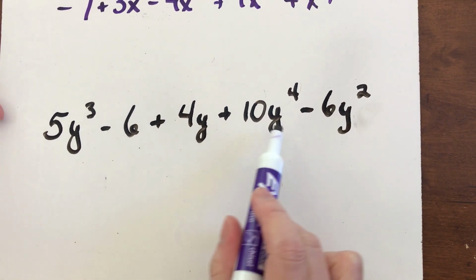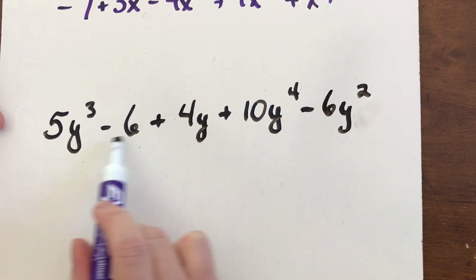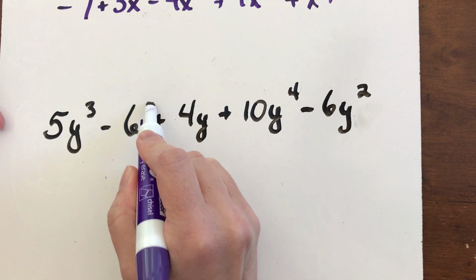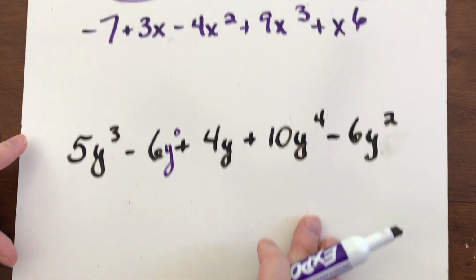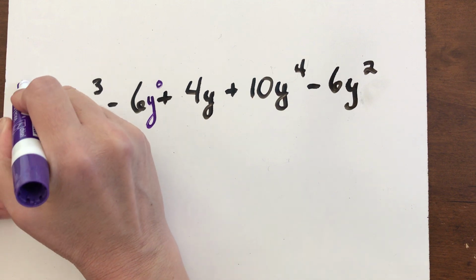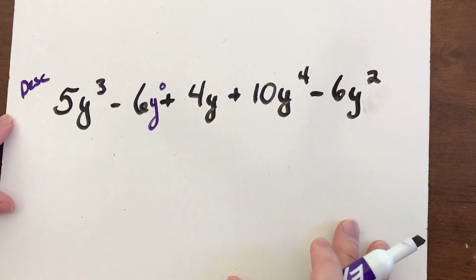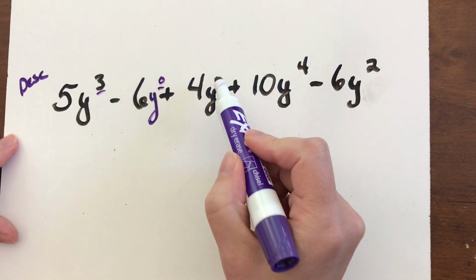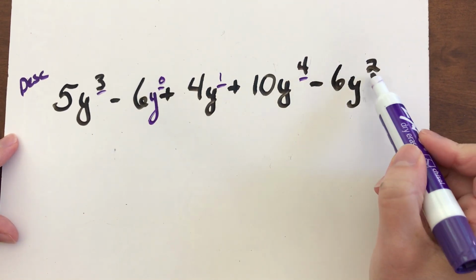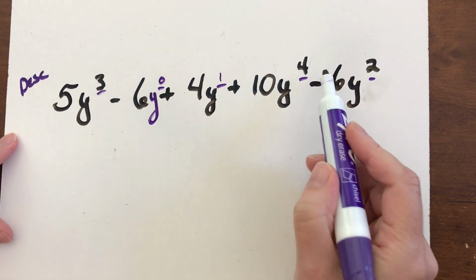Do they all have y's on them? No. So let's give this a y to the 0. Now, since we did ascending for the first one, let's do descending for this one. So that means we're going to go from highest to lowest. So let's look at the y's. I have a 3, I have a 0, I have a 1, I have a 4, and I have a 2. Well, the one that's the highest is the 4.